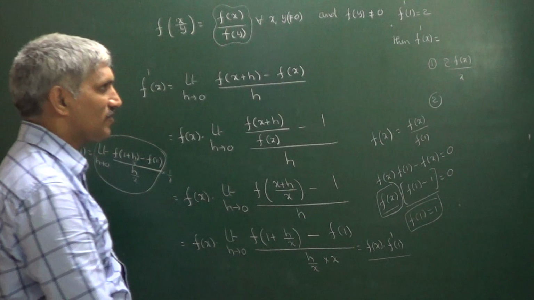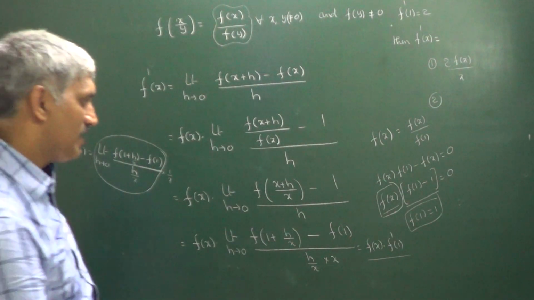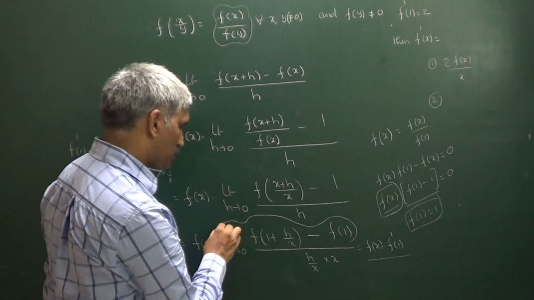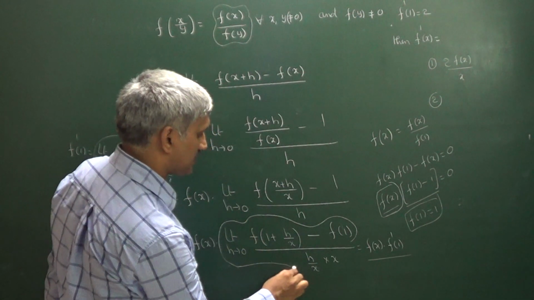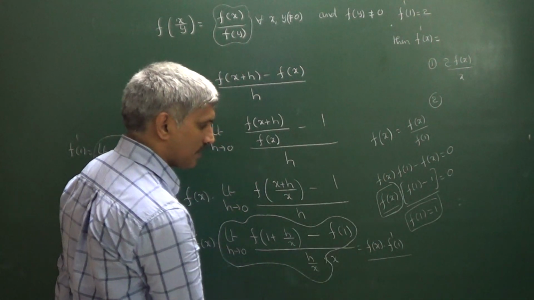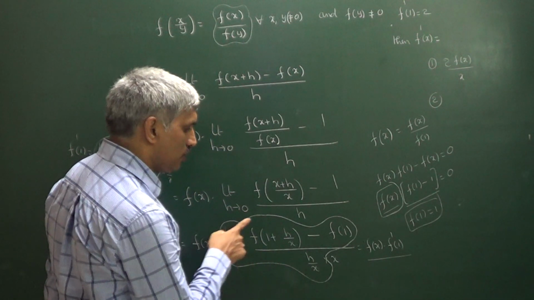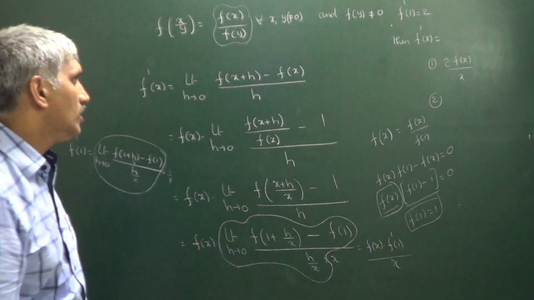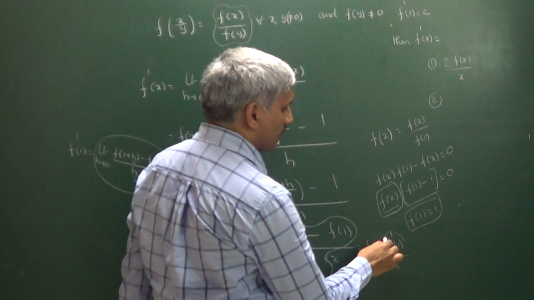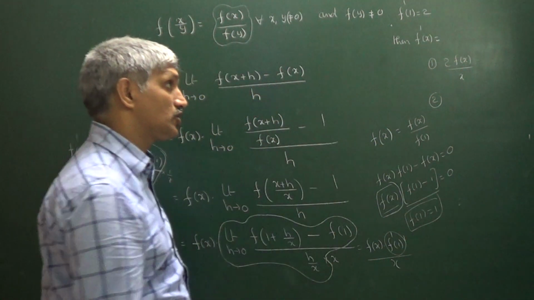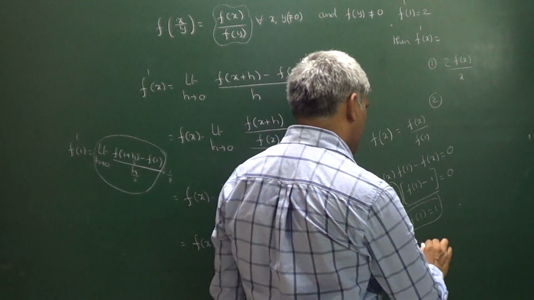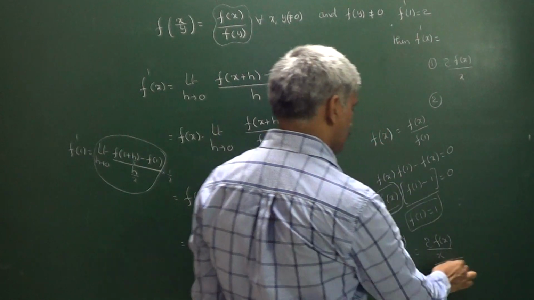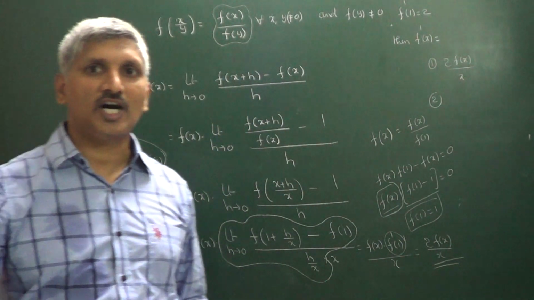But what is f dash of 1? This particular portion gives f dash of 1. So f of x into f dash of 1 by x is there. Very good. Now in place of f dash of 1, what can we write? It is given in the question as 2. That's why we are getting the answer as 2 times f of x divided by x. So that is what he is asking in the question.